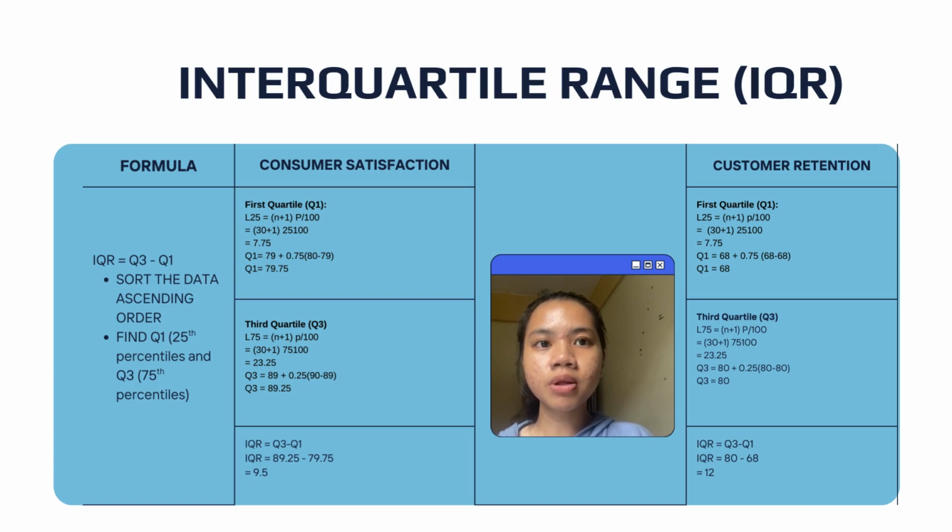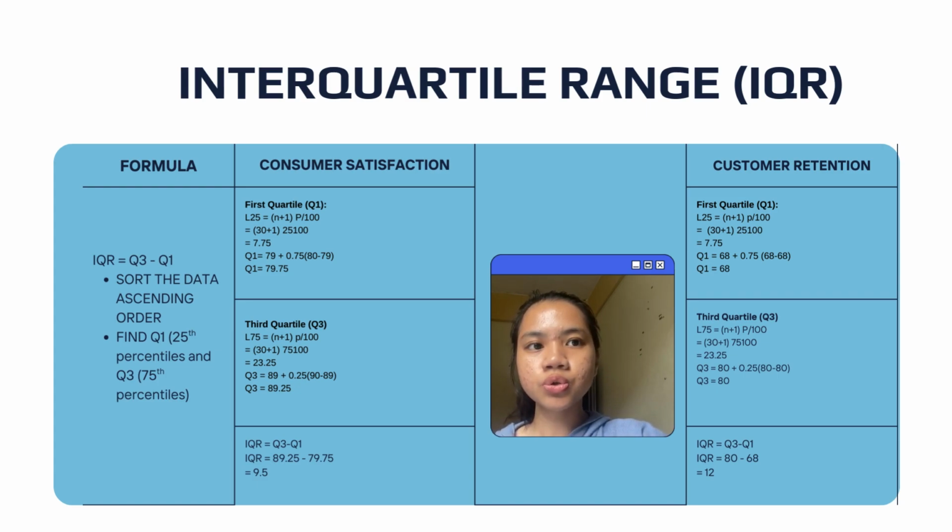To find the first quartile, the formula is (n plus 1) times percentile divided by 100. So the first quartile for customer satisfaction is 79.75. Next, the third quartile uses the formula (9 plus 1) times percentile divided by 100. We get 89.25. So the interquartile range for customer satisfaction is 89.25 minus 79.75, which equals 9.5.